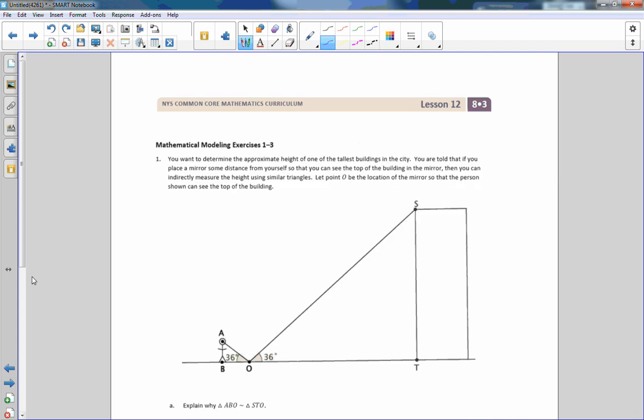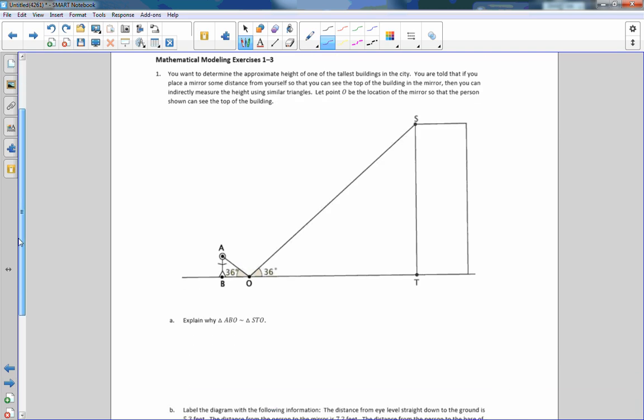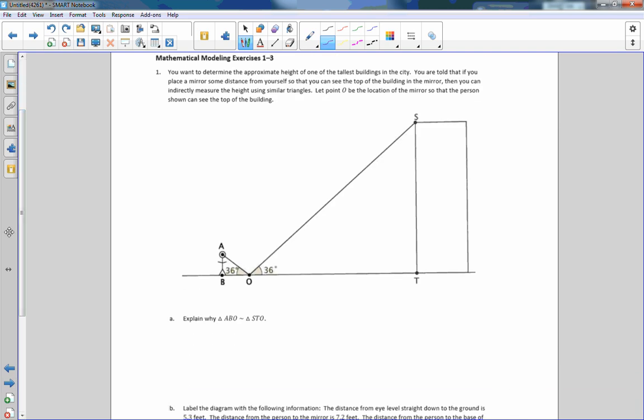Okay, next question. Mathematical modeling exercise 1 through 3. So these are exercises. So how about you try these one at a time, pause the video, and then come back and we'll take a look and see if what you did is correct. Okay, so mathematical modeling exercise 1 through 3. You want to determine the approximate height of one of the tallest buildings in the city. So here's my building. You're told that if you place a mirror some distance from yourself so that you can see the top of the building in the mirror, then you can indirectly measure the height using the similar triangles.